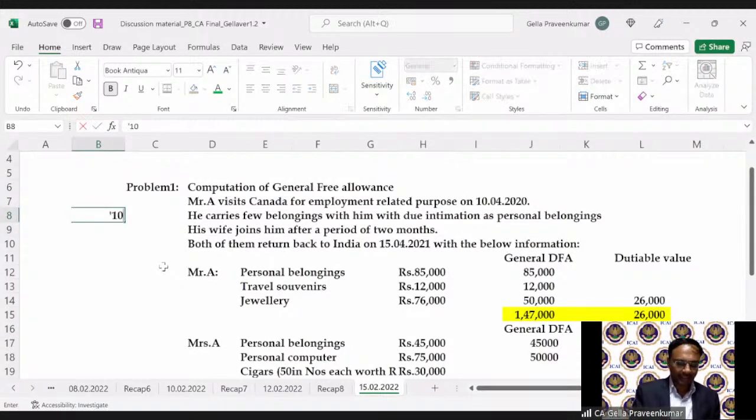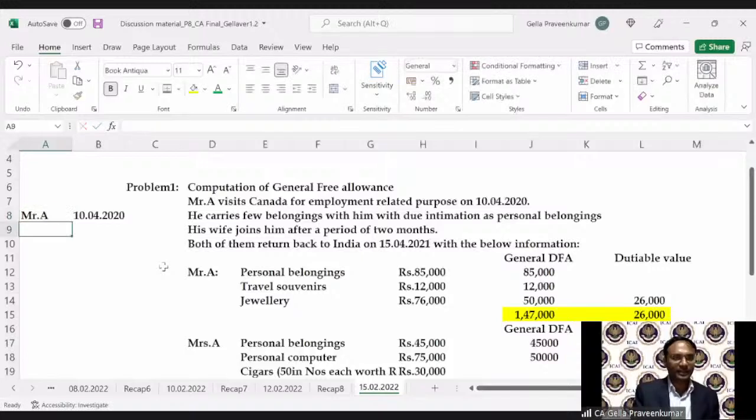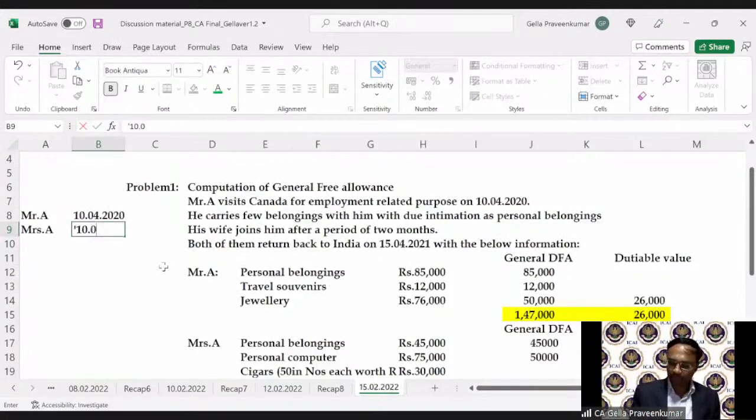10th April 2020. And they have come back on, when did Mrs. E visit? This is Mr. A. Mrs. A has visited 2 months later, that is 10 June 2020. And when did they return back? Return happened on 15th April 2021.